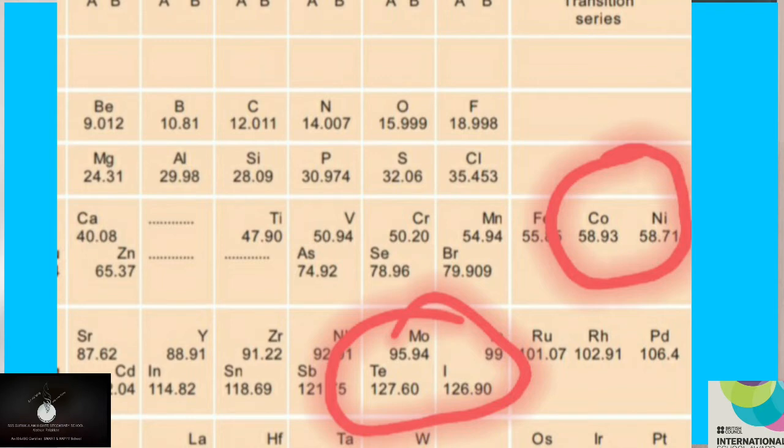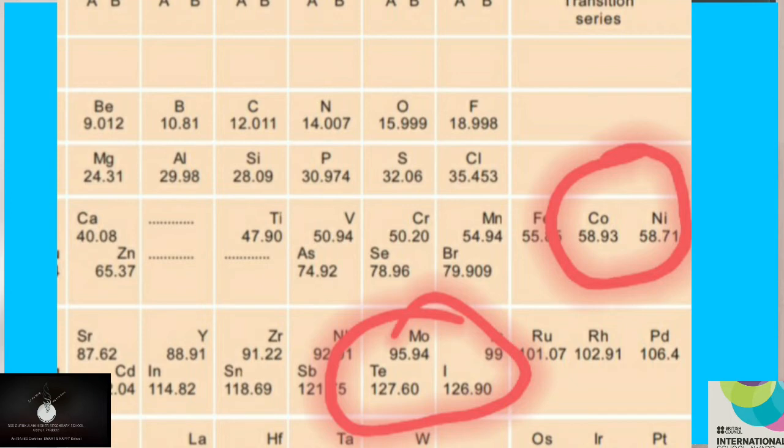Yes, you can see cobalt, nickel, tellurium and iodine. They do not follow this rule. What was the rule? To arrange elements in the increasing order of the atomic mass. So, you can see cobalt, it is 58.93, nickel it is 58.71. So, nickel should come before cobalt, isn't it? But here it is just the opposite.